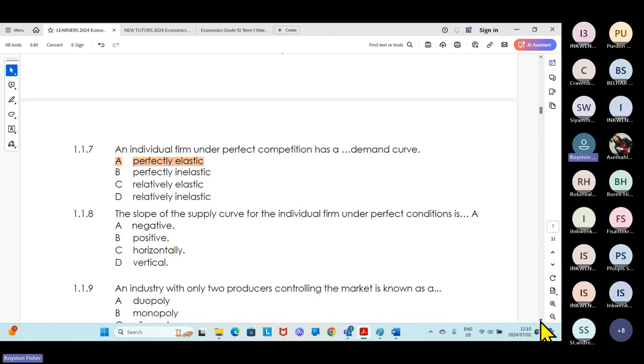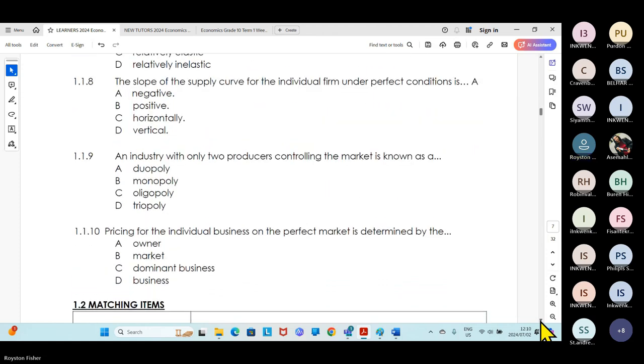Then number 8, 1.1.8, the slope of the supply curve for the individual firm under perfect competition is A negative, B positive, C horizontal, and then D vertical. Let's look at your options here. Bahai said B for number 8. And Bahai is the only person in a school that gave an answer so far. And it is B. Well done, Bahai.